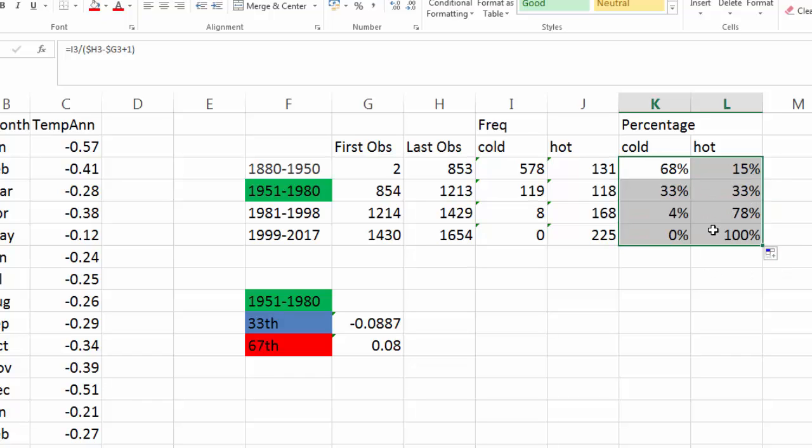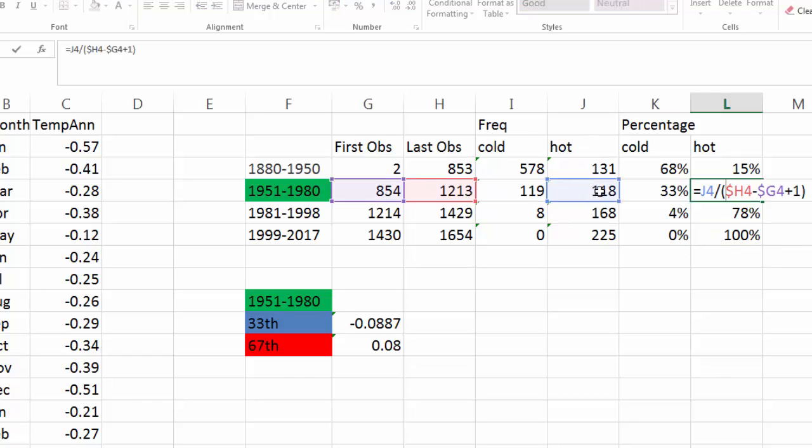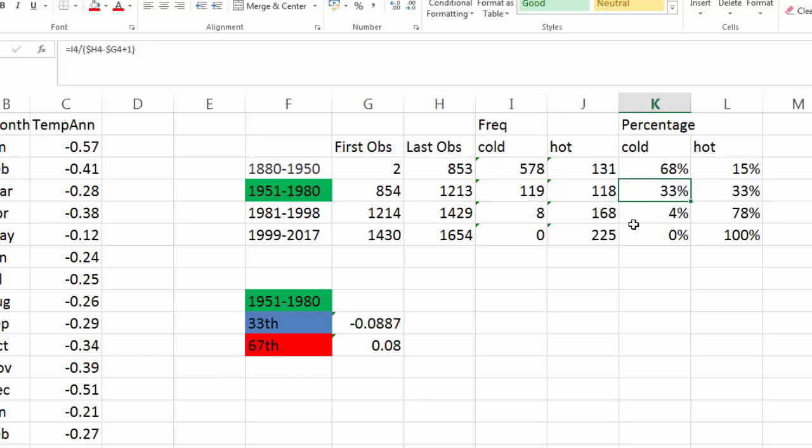Let's click in the formula to see that it actually calculates the right thing. Number of hot days divided by the number of days in this period, 51 to 80. That's exactly what we want. So that's the right formula. Putting the dollar signs in has done the right thing. It's always worth checking though.